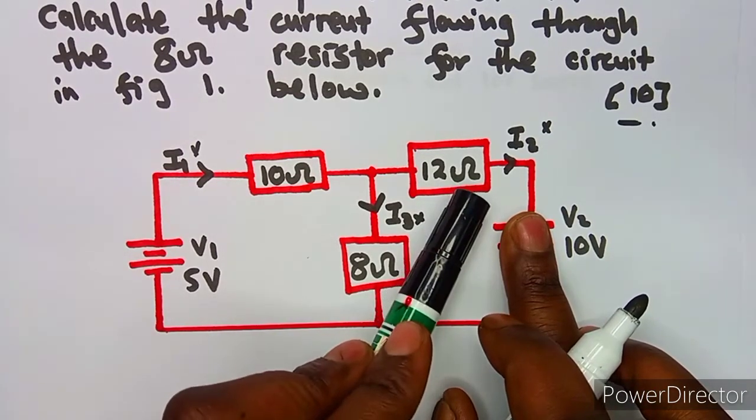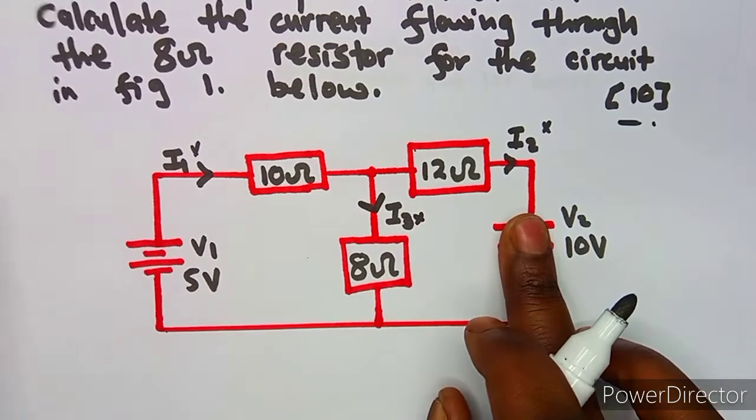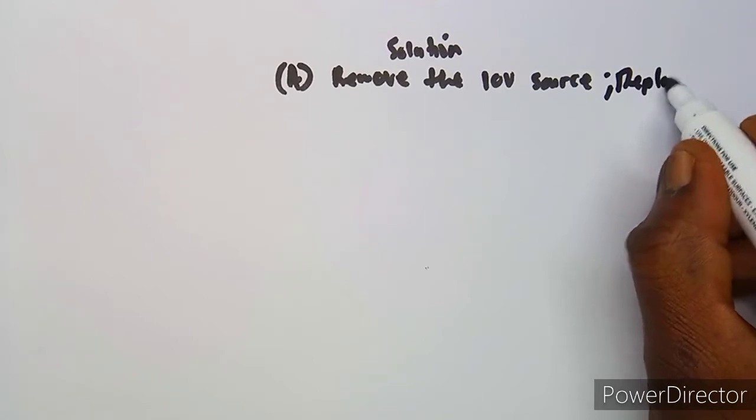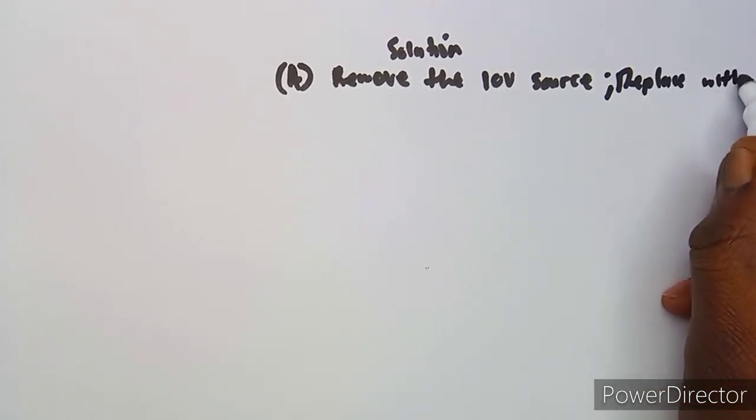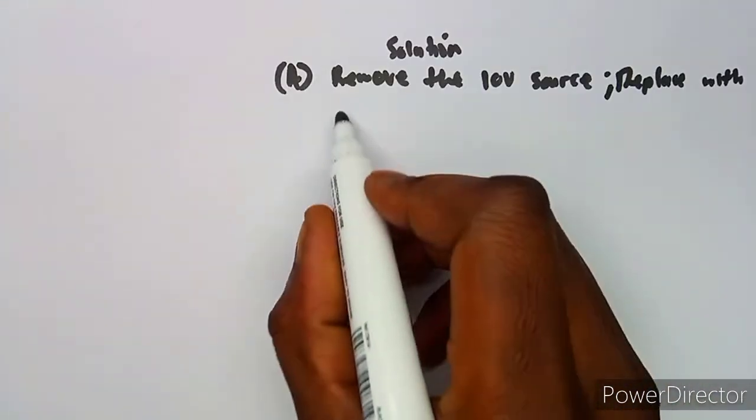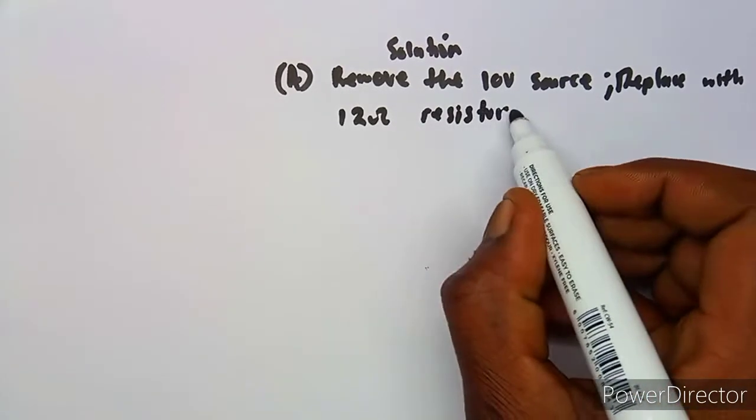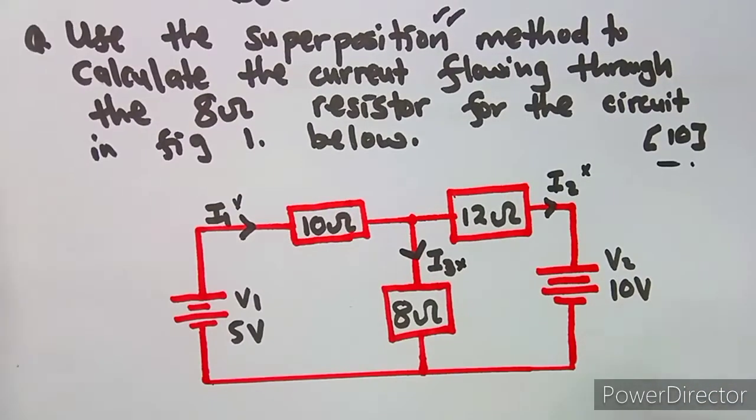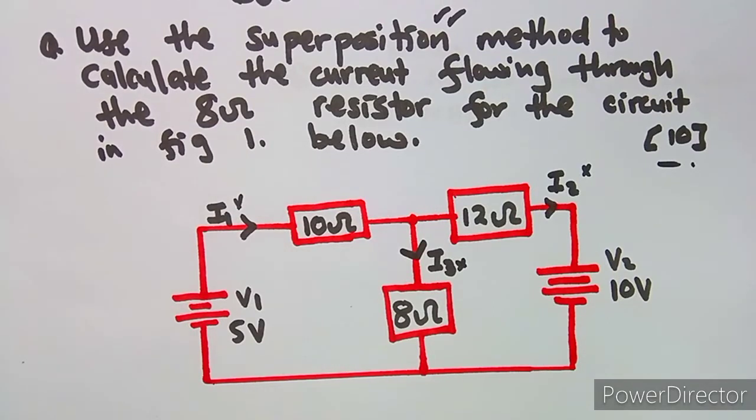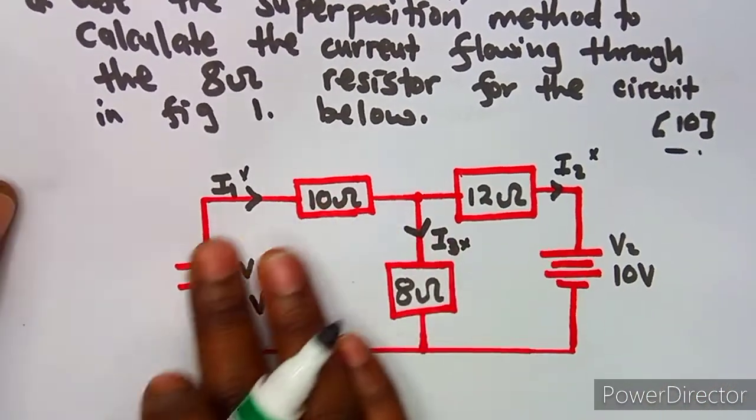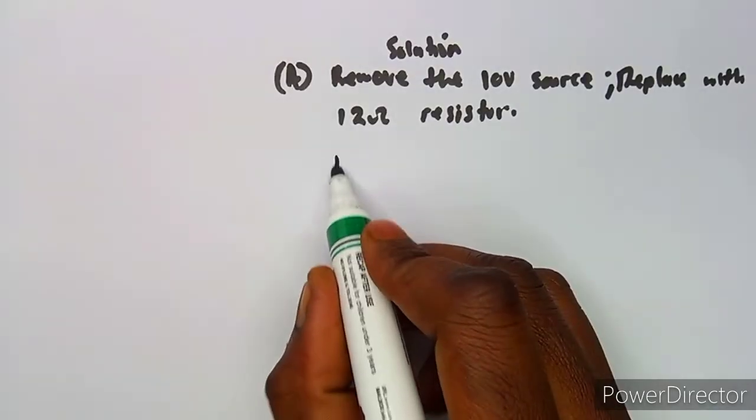So that means you are going to replace the source with a 12 ohm resistor. Let's write this 12 ohm resistor, which is our internal resistor in this case. Let's leave it like that. So your circuit is going to look like this, because the source is no longer there. The presentation here is one and the same.